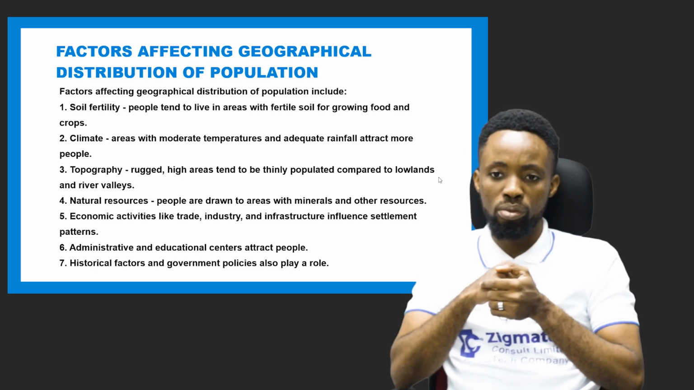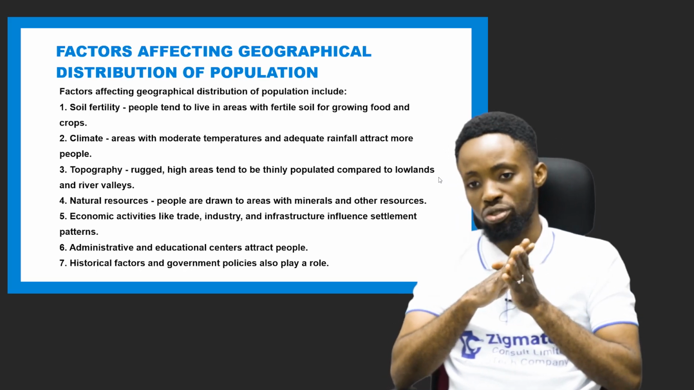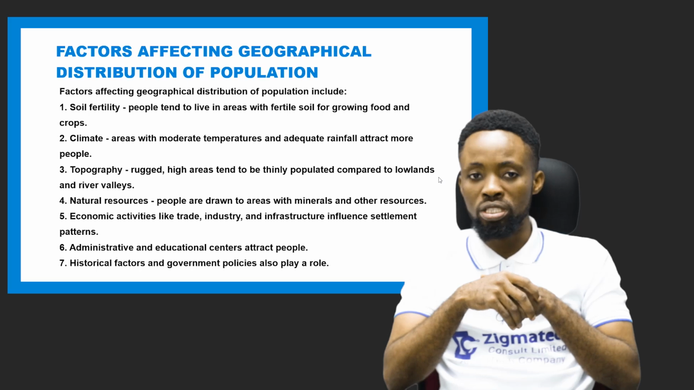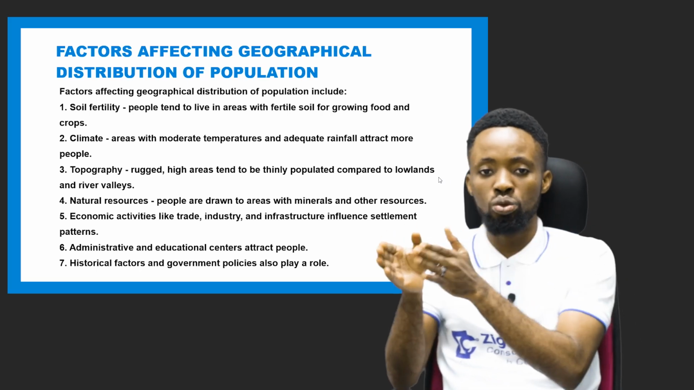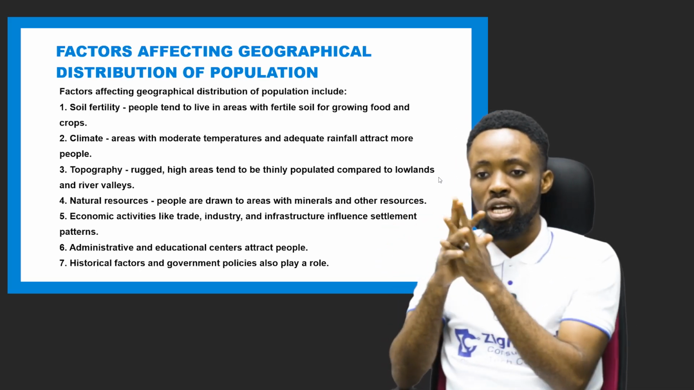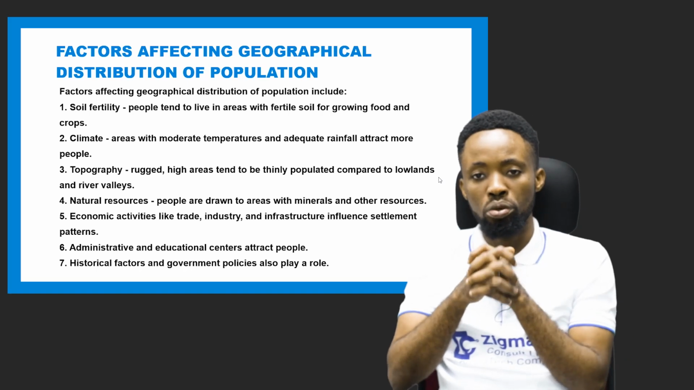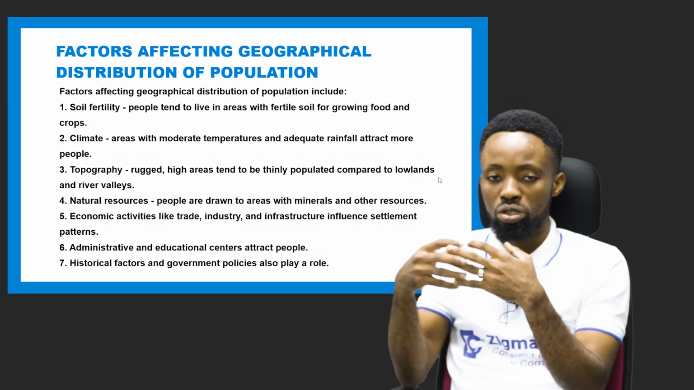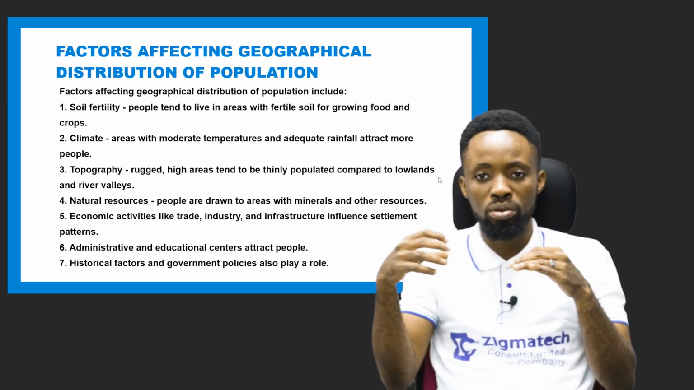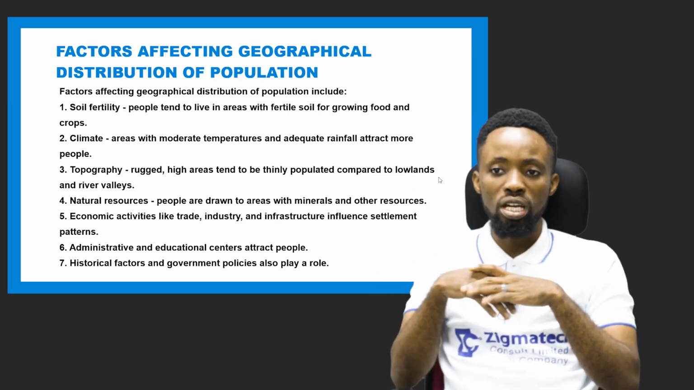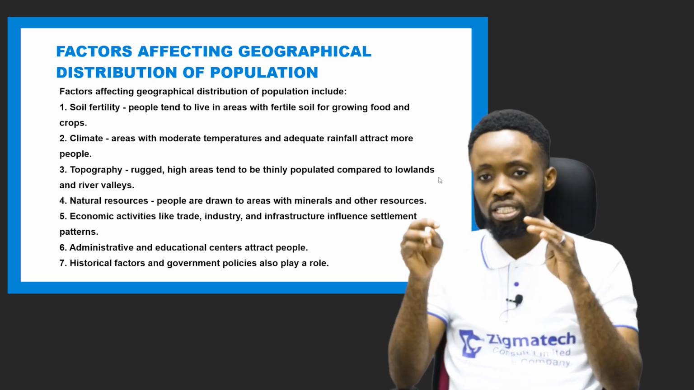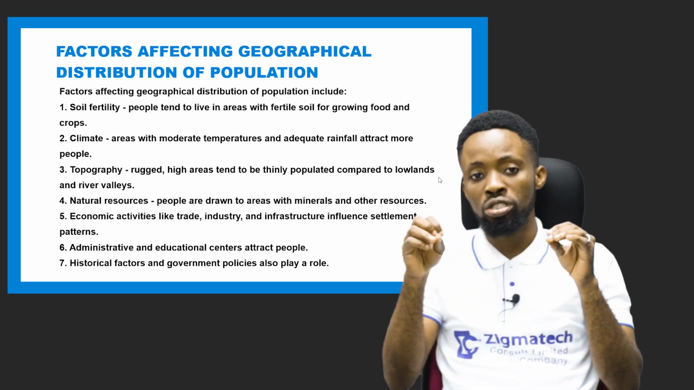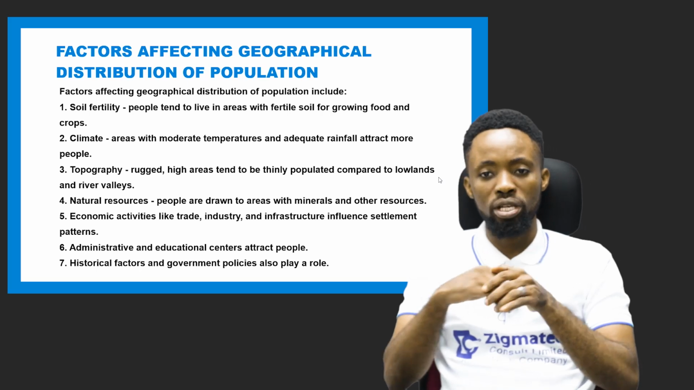And then also we talk about the historical factors and government policies. Now, a place with a good historical factor and good government policy will tend to attract people to reside in such a particular place. So these are all of the factors that can affect the population distribution of a place.